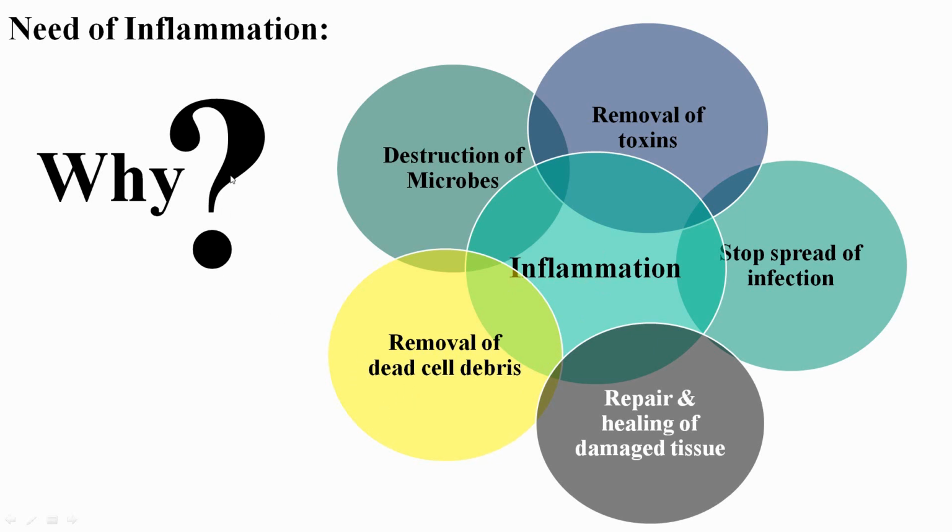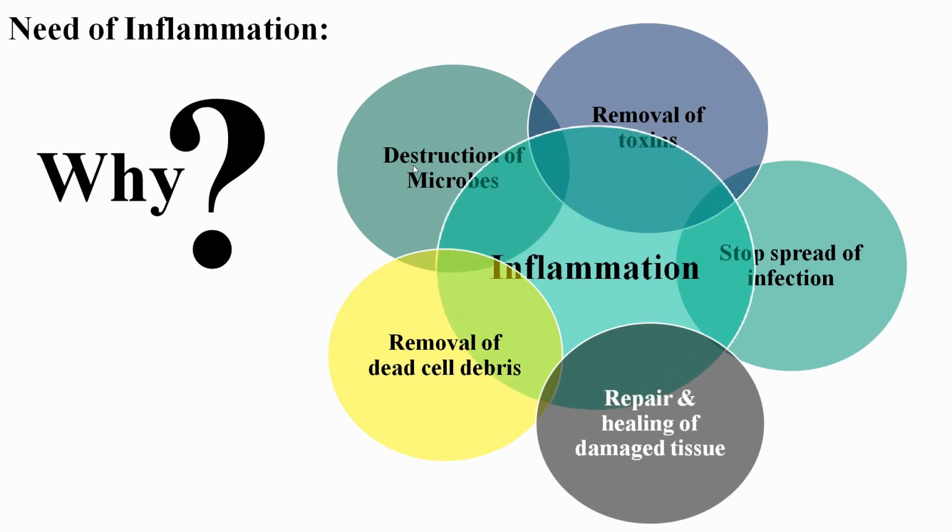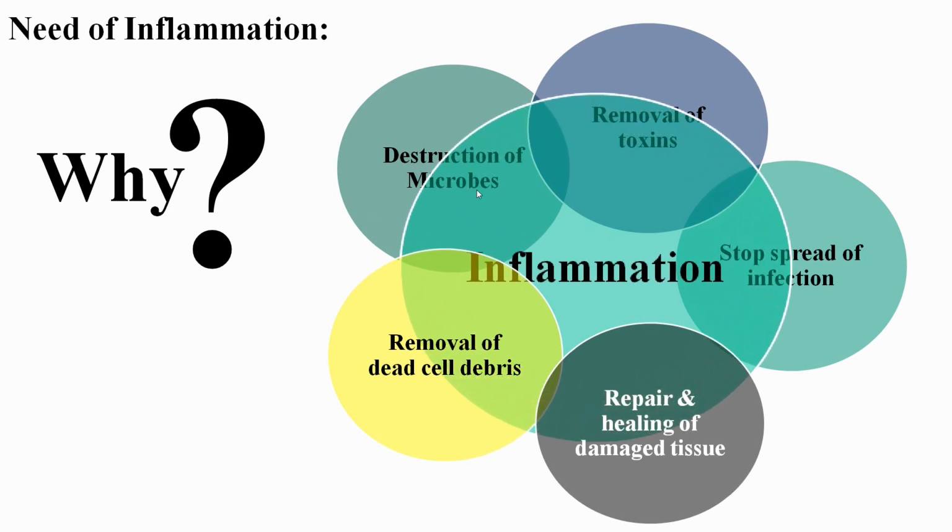So now we know why this inflammation is required. We need inflammation in order to destroy or remove the microbes from the site of inflammation, or you can say the site of tissue damage. Then it also helps in the removal of toxins from the site of tissue damage. Inflammation is also required in order to stop the spread of infection.